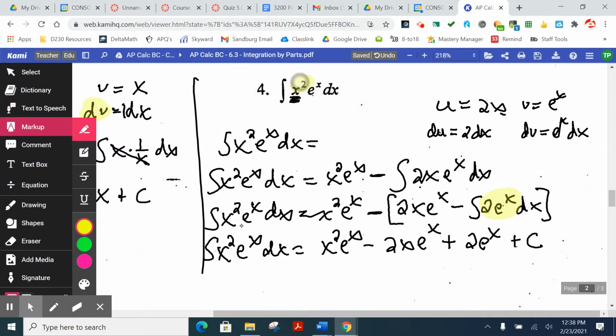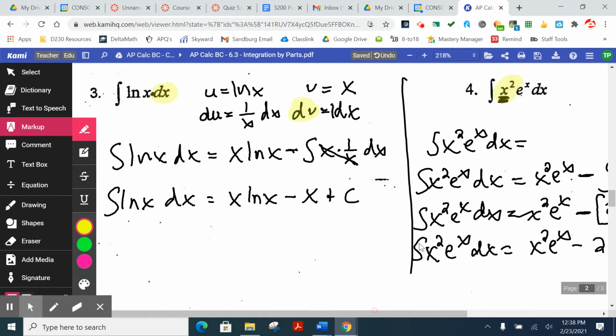Notice how this was an x squared. It had a power of 2, and realize we had to do integration by parts 2 times. That's not a coincidence. So if we ever had an x cubed, then yes, that would probably mean we need to do it 3 times. Okay? All right. So just kind of keep that in mind.